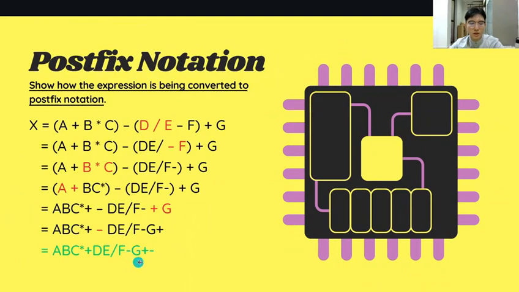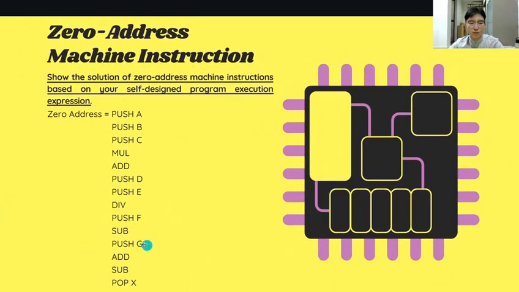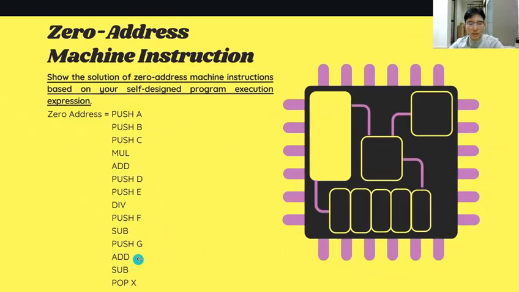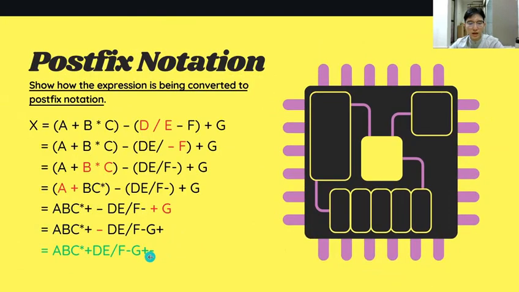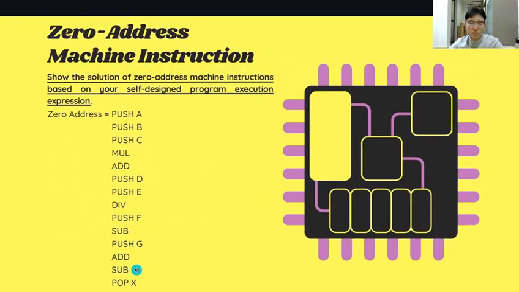After subtract, we got a G. So we just put a push G. After G, we have an add. So we just put its opcode. After add, we have a subtract also. And we also just put its opcode as well. After we have done all the instructions, we have to put a pop X. It represents all the instructions is stored and is a part of the X.